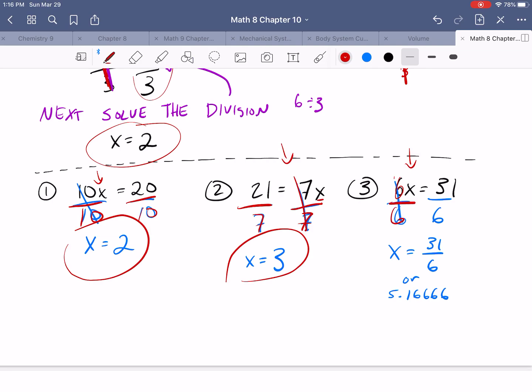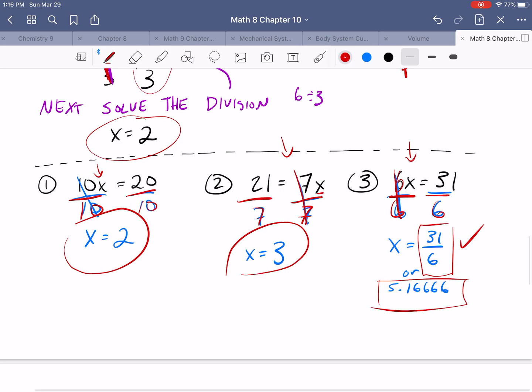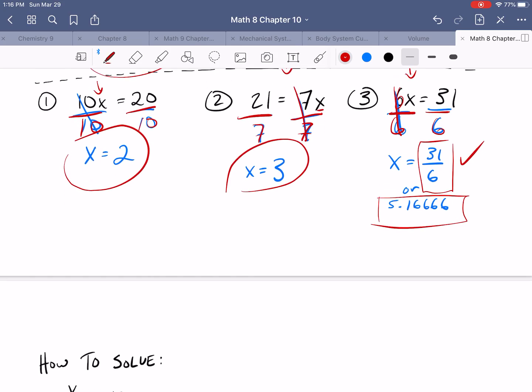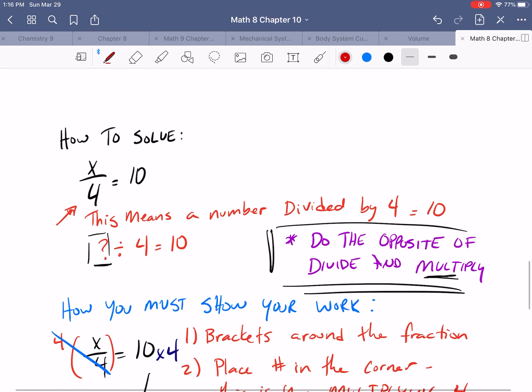Over here, we start on this side because the 6 is beside the x. So we take the 6, we put it underneath, divide it, and then we divide 31 by 6. And this one just ends up as a fraction. So that's a good enough answer, no problem. Or you can bring it down to a decimal, 5.1666. So that's how you show your work. It's how you have to do it. You can't just give me an answer. You always have to show your work. Else you have to go back and do it again.